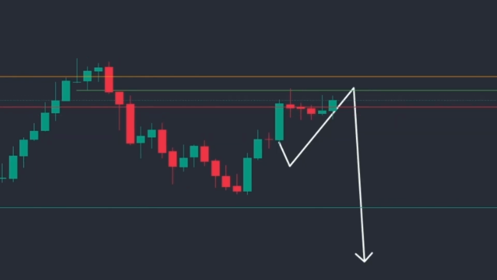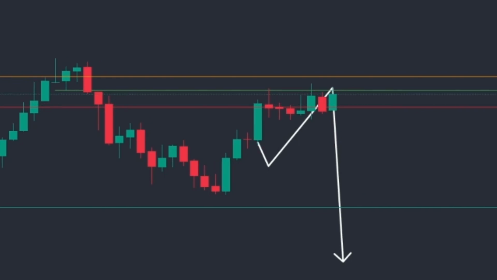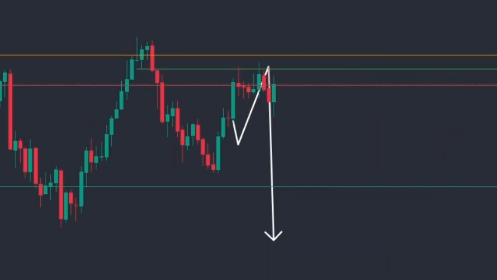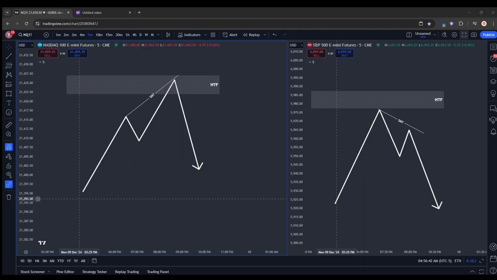Are you tired of being exit liquidity? Let me tell you about SMTs. I'm going to show you how to trade them and how you can make a trade like this yourself using them. So, let's show you what an SMT is.